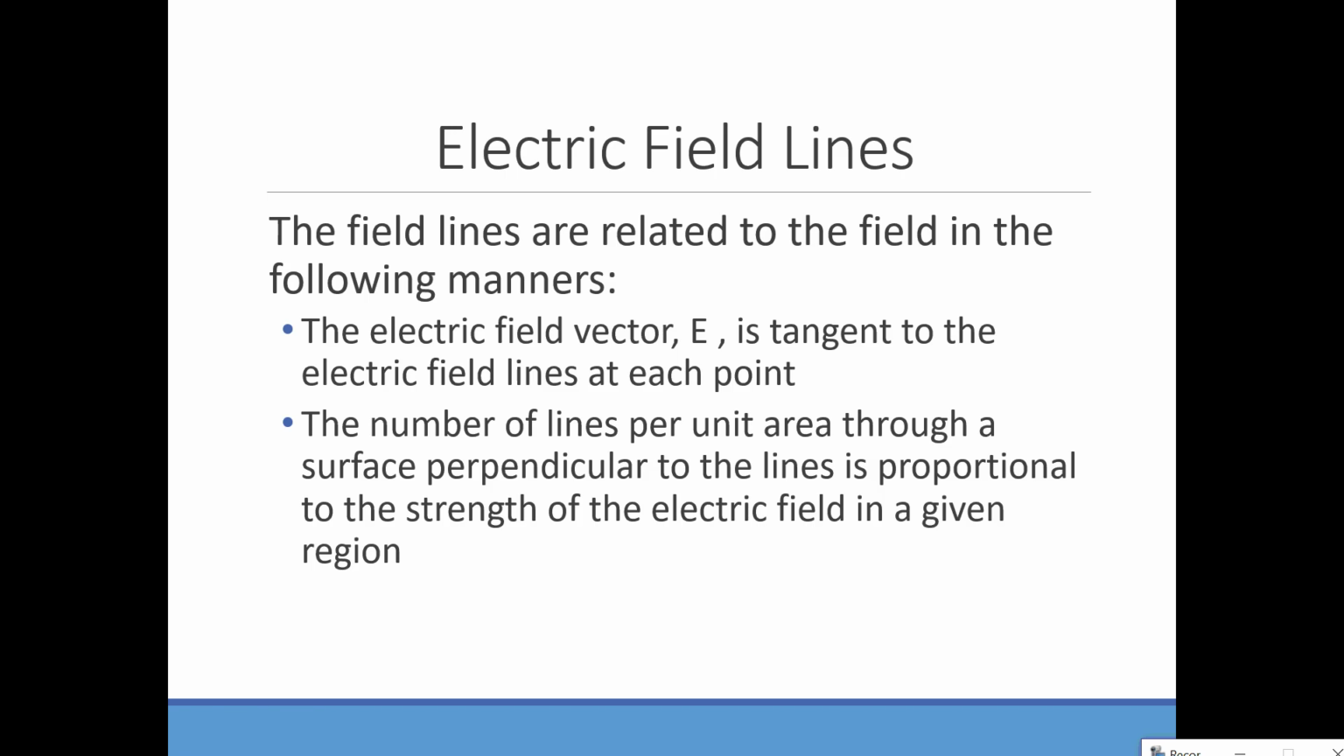When we're looking at an electric field line map, we can identify the magnitude of the electric field by seeing how many lines per unit area there are in a particular space. So the more dense the lines are, the stronger the electric field is.